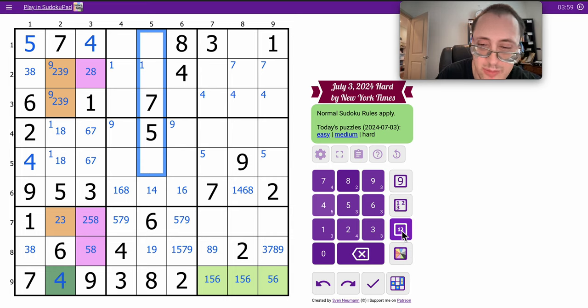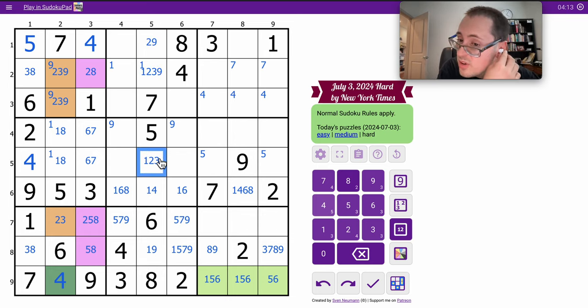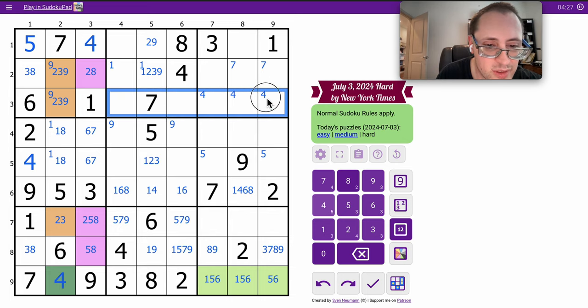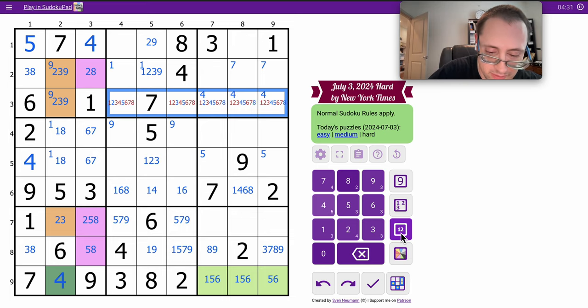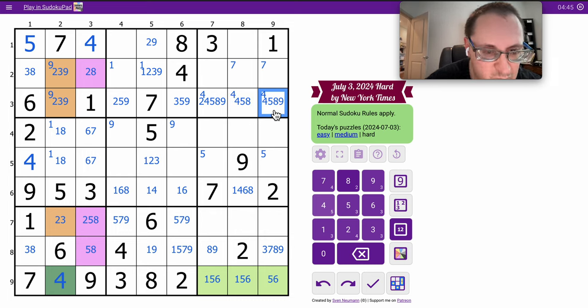Oh, 9 gets to go in column 5 in more than one place. 5, 6, 7, 8. I need 1, 2, 3, 4, 9 for the rest of column 5. Sure this stays in. Okay, what about the rest of row 3? It can't be 1, 6, 7. Three still crosses a region in row three. That's not helpful.